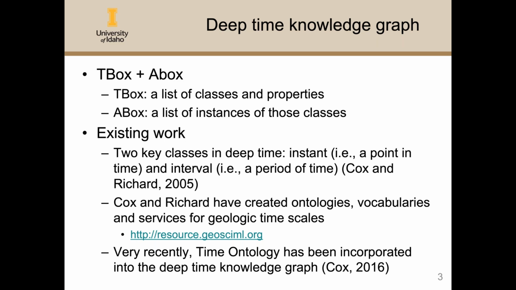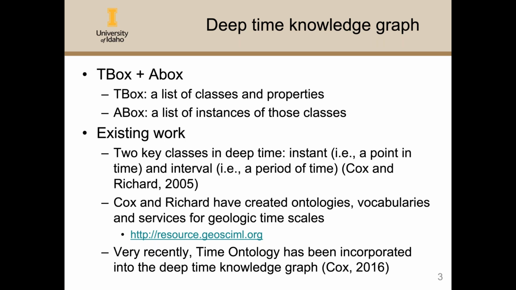So here is a brief understanding from our point of view of how we understand a knowledge graph, because deep time knowledge graph is also a type of knowledge graph. Normally we understand a knowledge graph as a mixture of T box and A box. T box is a list of classes and properties, just like a classic ontology in people's understanding. And the A box is a list of instances of those classes and properties. We can see both classes and instances in a knowledge graph.